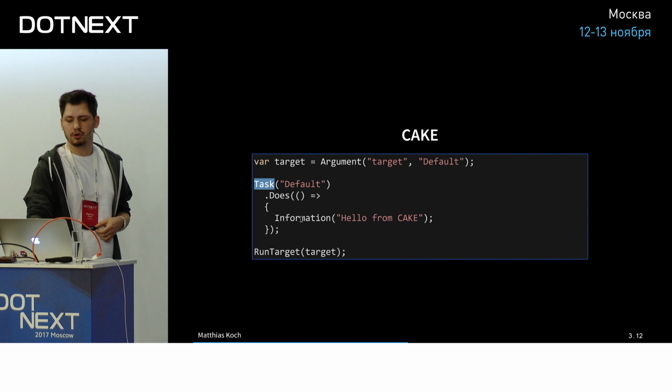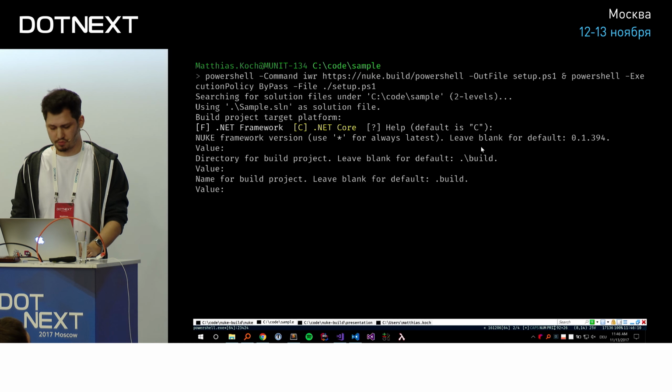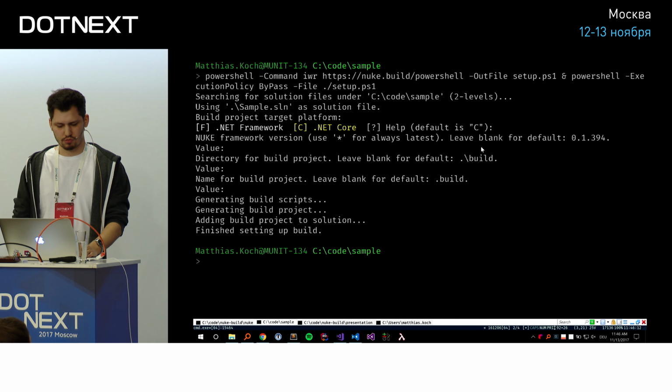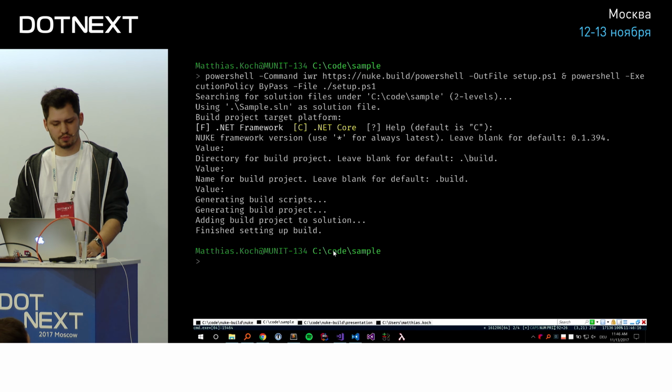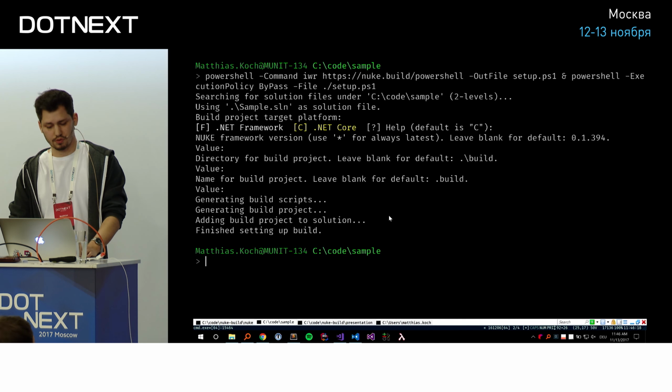Next question is which version you want to use. By default, it always pins to the latest available NUKE version, so you can also accept that. Then the place where you want to put the build project, and how you want to name it. After you're done with that, it tells you, okay, build project generated, build scripts generated, and added to solution.